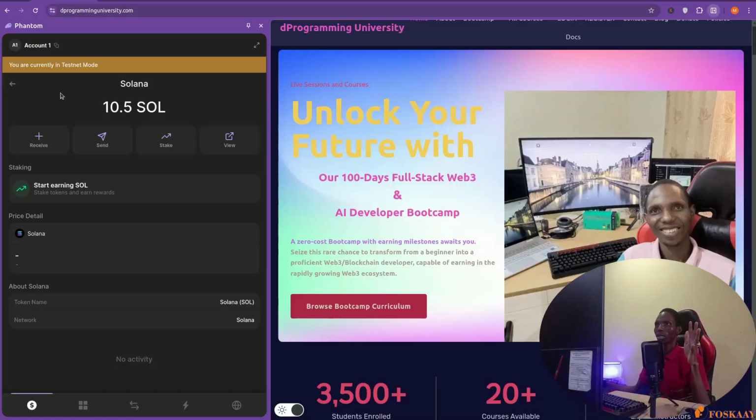As you can see now, I have 10.5 SOL in this wallet on Phantom. Now, this 10.5 SOL at the current price of SOL when I recorded this video, which should be 1st September 2024, the price was about 133.